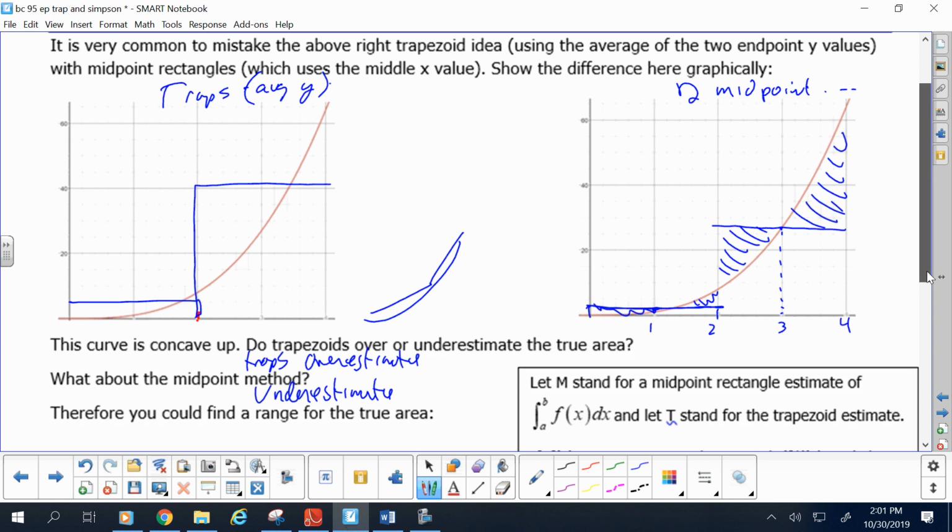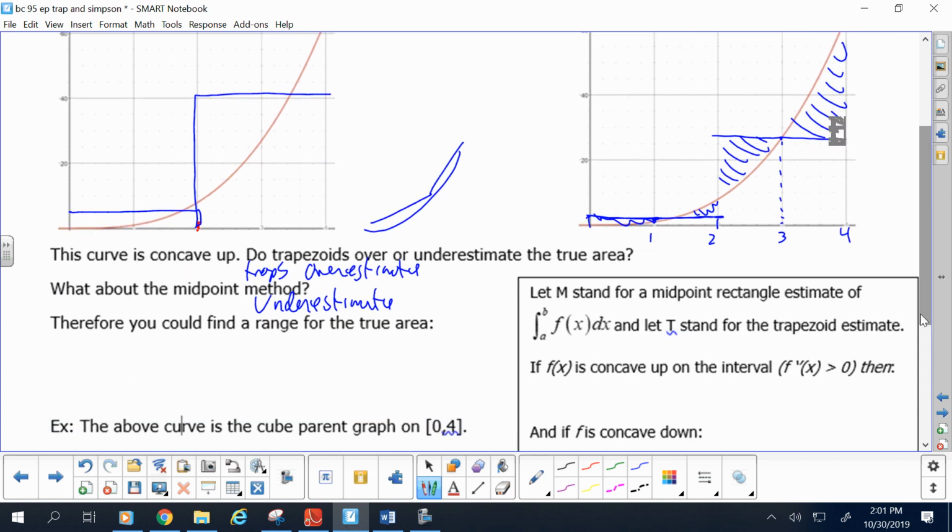Now that's useful because we have a fence on both sides rather than just one side. We can say the true area under the curve is between the two estimates. What's the lesser of the bunch, midpoint or trapezoid? We said midpoints underestimate, so they are the least, and trapezoids overestimate, so they are the most. Now that's only because it's concave up.